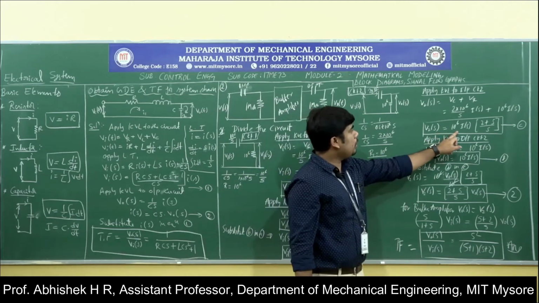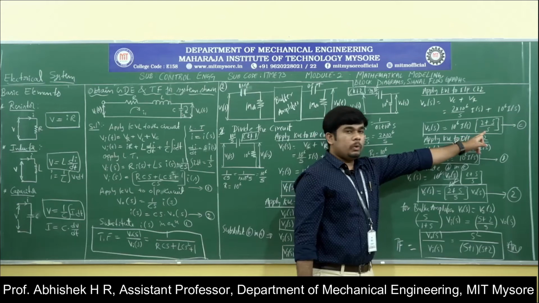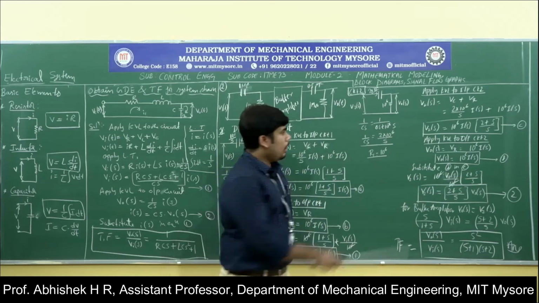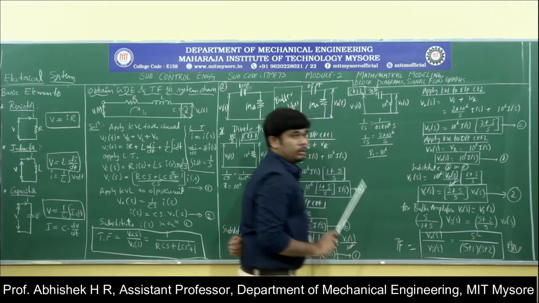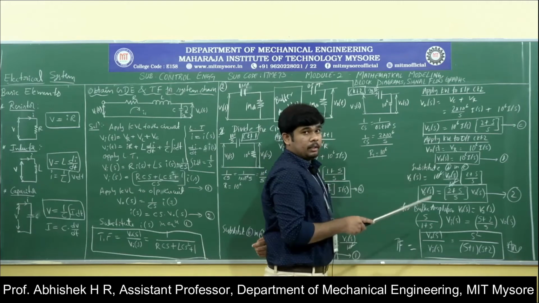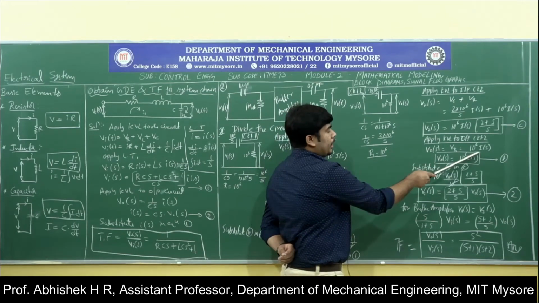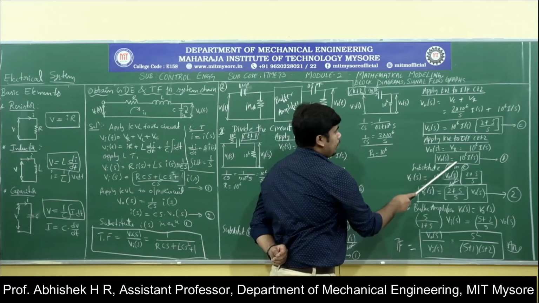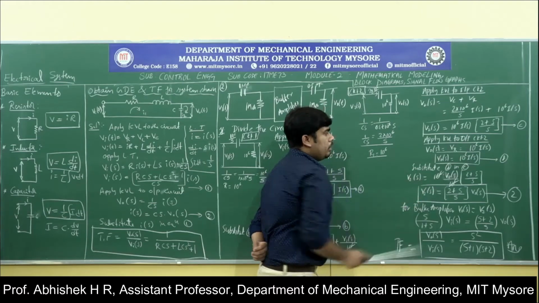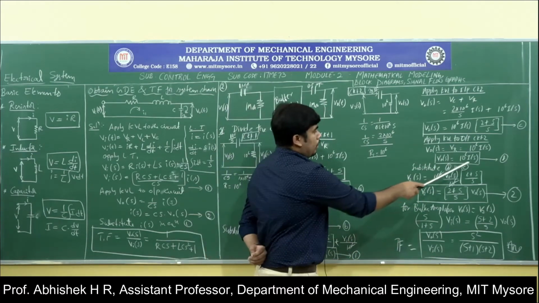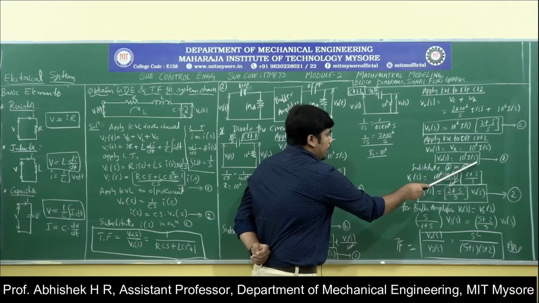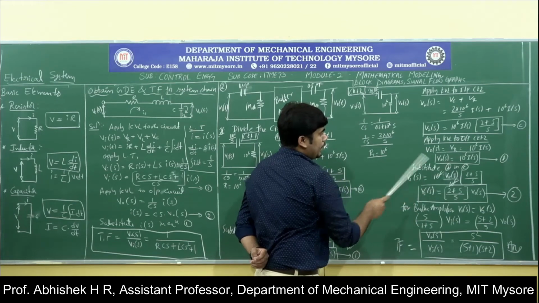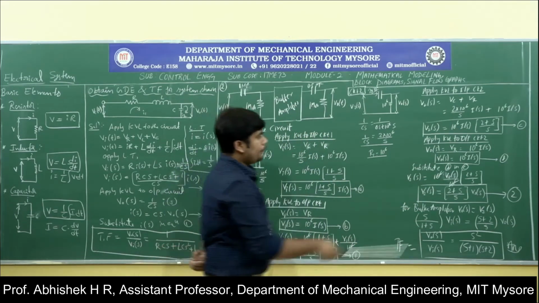So I got V2 of S is equal to 10 to the power of 6 into I of S into (2 plus S) by S. In the similar way, apply KVL to the output of the circuit, that is V0 of S, the final output. So it is equal to Vr, which is nothing but 10 to the power of 6 I of S. So V0 of S is equal to 10 to the power of 6 into I of S. I got the value in terms of I of S. Now I need the I of S value, so just simplify this and you will get V0 of S by 10 to the power of 6.